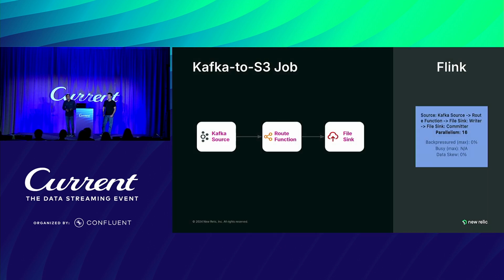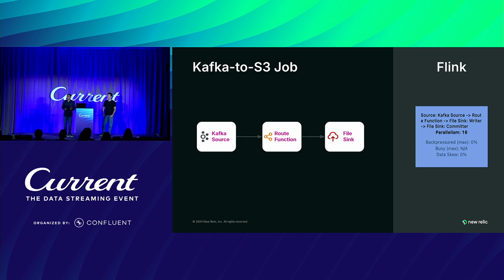So that's the approach that we are going with right now. This is how our Kafka to S3 job looks like. We have 3 main operators. The first one is the Kafka source, which is basically reading your events. This is the job that is on the source cells. It is taking the events from the Kafka source topic and then deserializing them into objects that the job is using. All these objects then flow into the route function.